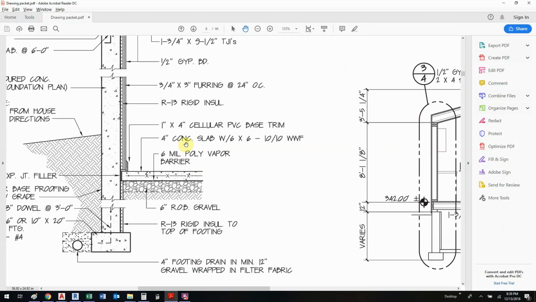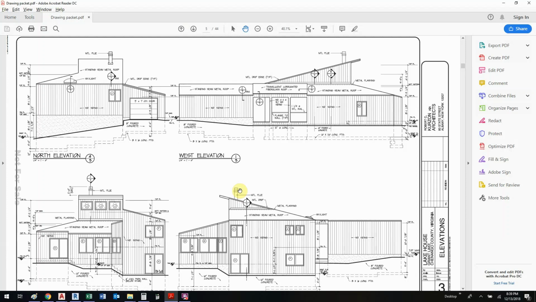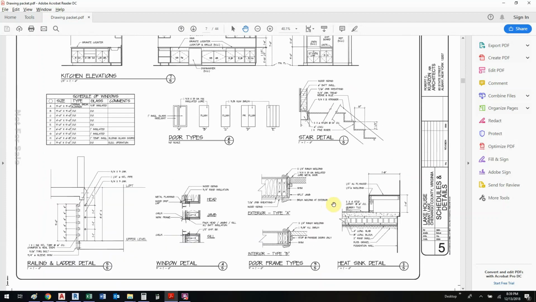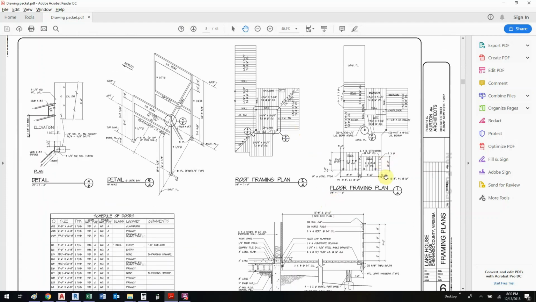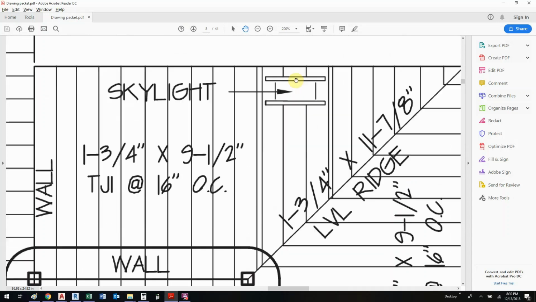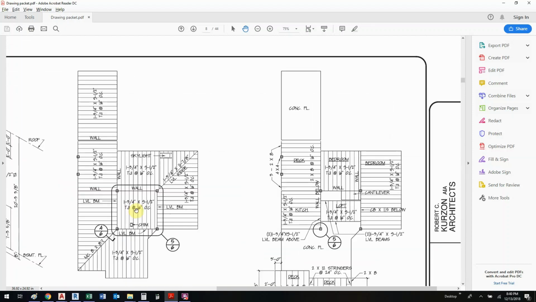What are the rafter headers at the skylight? So the skylight's kind of hard to find if you're not really looking for it very well. The skylight is right here and right here. So let's go down to the framing, the roof framing, and we see the skylight here. Well, the skylight has some funky stuff going on here, and it's in a roof that has 1 3/4 by 9.5 inch TJIs at 16 inches on center.